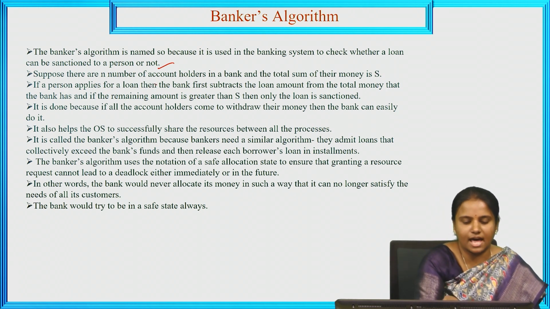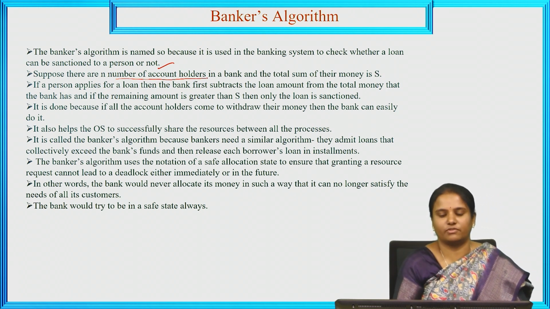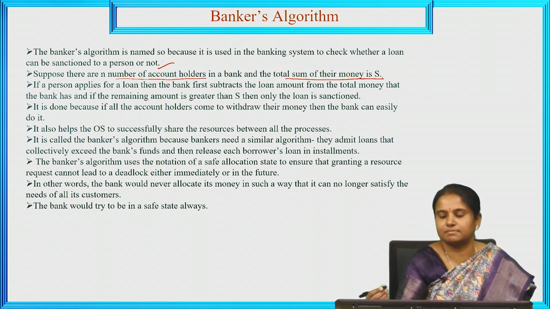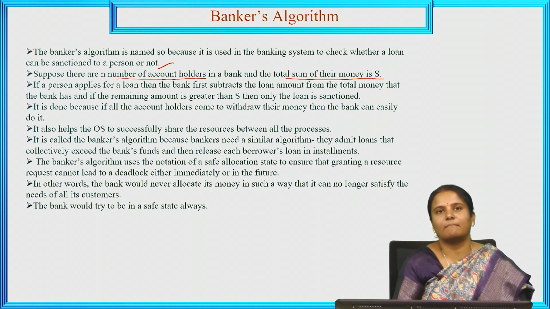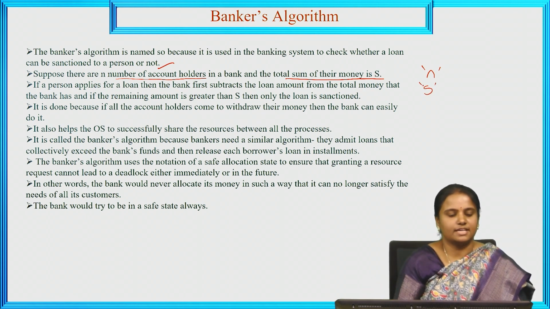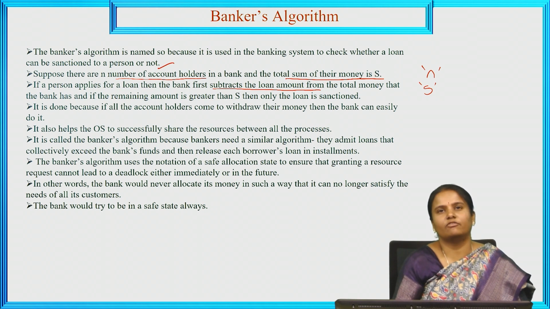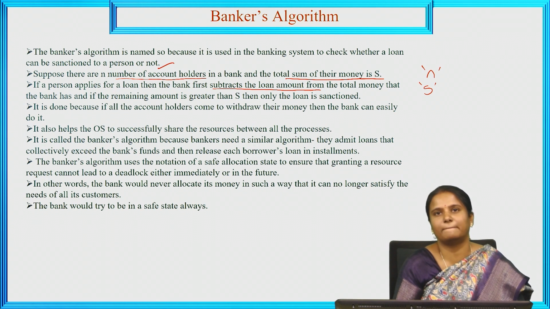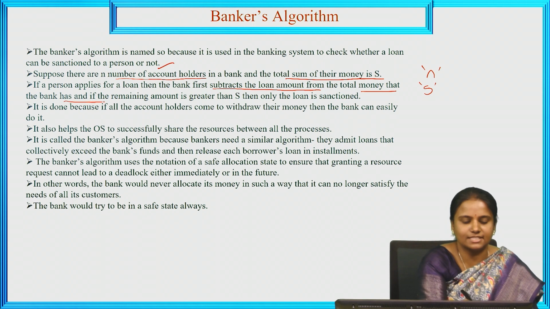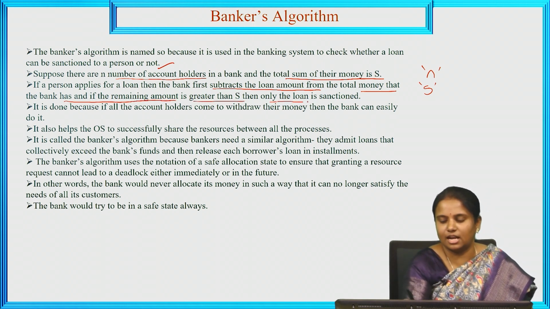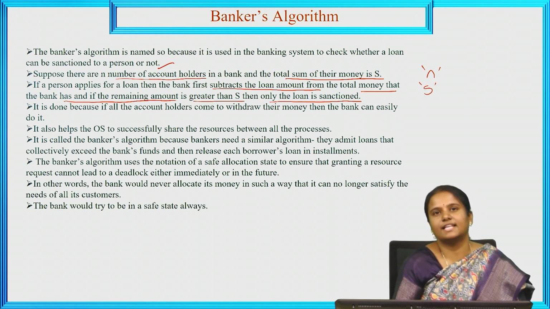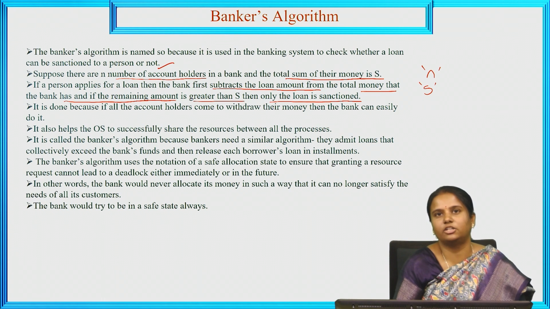Next, suppose there are n number of account holders in a bank and the total sum of their money is S. So the total number of account holders is n and the availability of their amount is S. If a person applies for a loan, the bank first subtracts the loan amount from the total money. So to check whether the loan is to be sanctioned, we check the total amount available and subtract the loan amount from the total amount in the bank. If the remaining amount is greater than S, then the loan will be sanctioned.